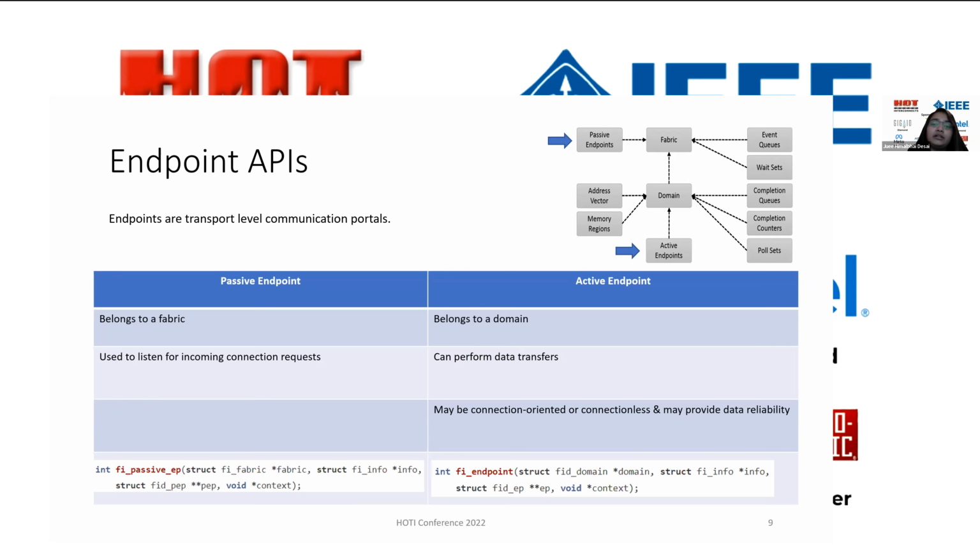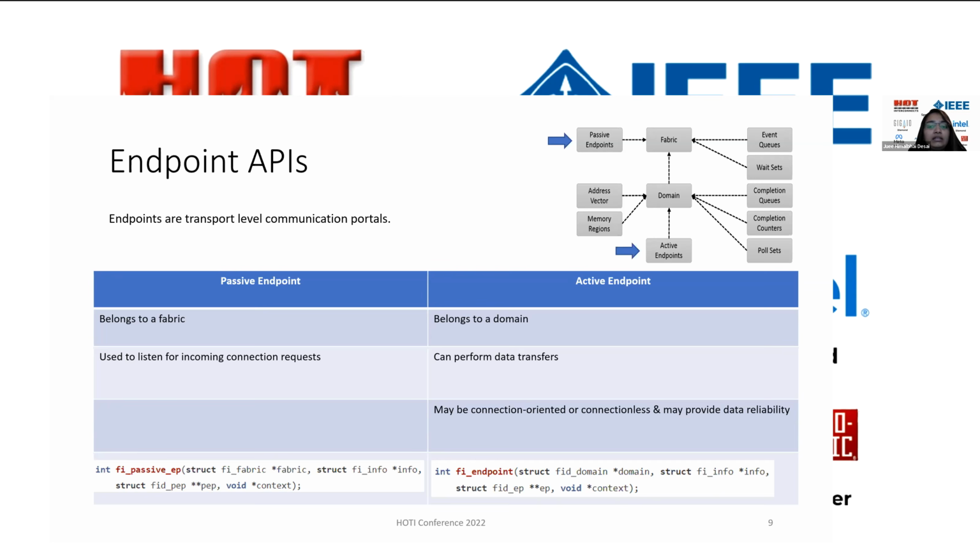Passive endpoints are used by connection-oriented protocols to listen for incoming connection requests by using the listen call, which is a pretty familiar call associated with TCP sockets. Passive endpoints are associated with event queues because event queues report connection requests from peers. And a passive endpoint must be bound to an event queue before calling listen. This just ensures that connection requests can be reported to the application.